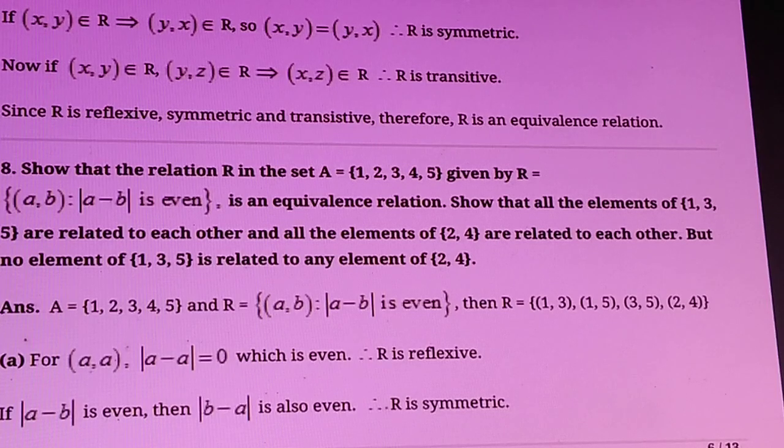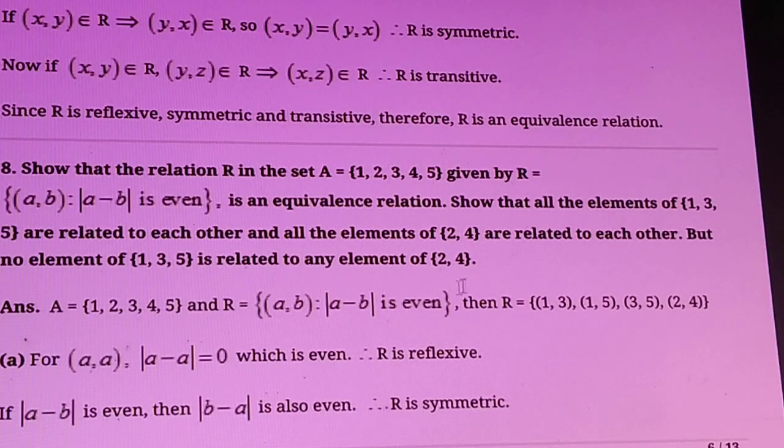Question number 8. Show that the relation R in the set A = {1, 2, 3, 4, 5}, given by R = {(a, b) : |a − b| is even}, is an equivalence relation. Show that all the elements of {1, 3, 5} are related to each other and all the elements of {2, 4} are related to each other, but no element of {1, 3, 5} is related to any element of {2, 4}.